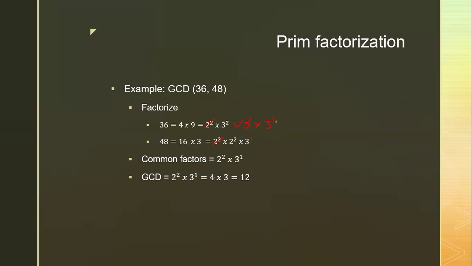So you can feel free to actually break this down as well. So here you see that you got 3 to the power 1 there, and you also have 3 to the power 1 there. Okay, so you've got these common factors, which is 2 squared times 3 to the power 1.